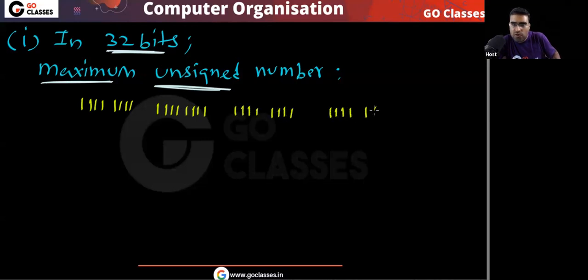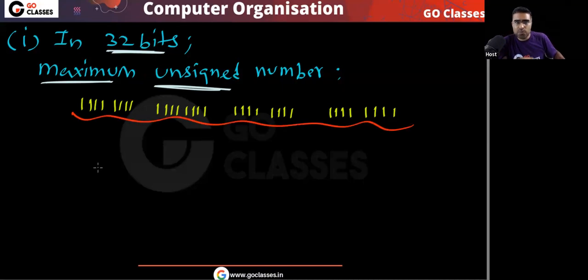Just put all ones. So if you notice, your number is this. This is the maximum unsigned number. Okay, just put all the ones. Is this clear? Please tell me, did you understand this?